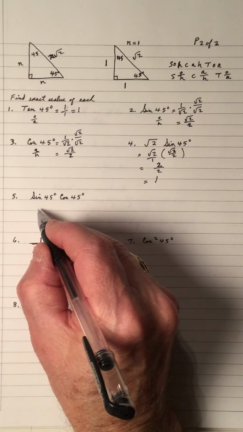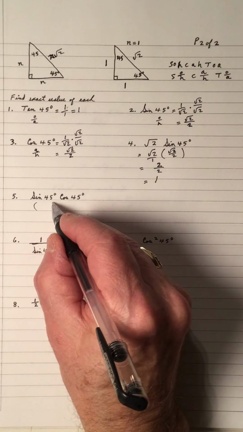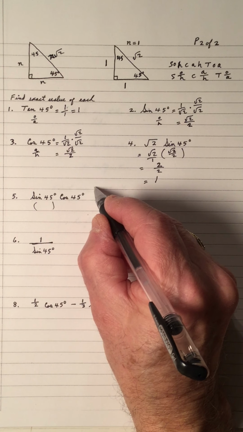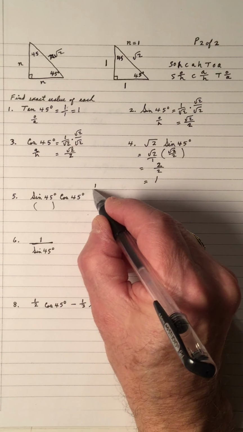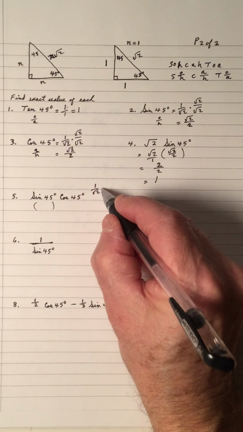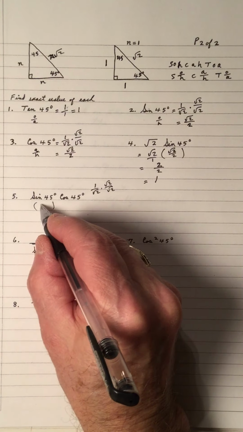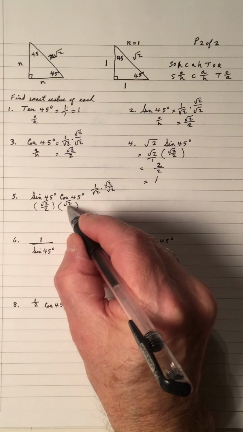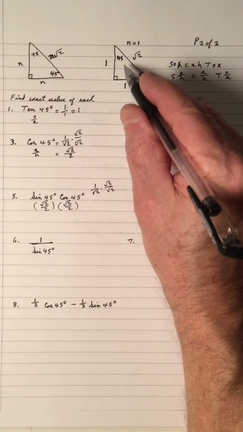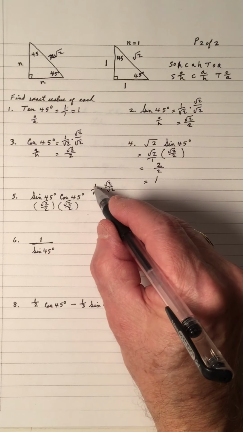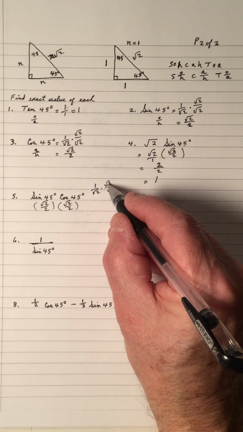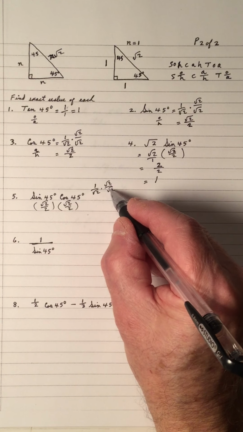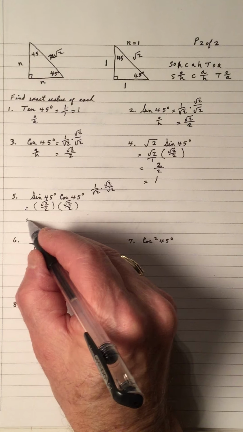Number 5, the sine of 45 times the cos of 45. The sine of 45 is opposite over hypotenuse, so that's 1 over root 2, and you multiply by root 2 over root 2, which gives you root 2 over 2. The cos of 45 is the same, root 2 over 2. Cos is adjacent over hypotenuse, so 1 over root 2 multiplied by root 2 over root 2 is 1 times root 2, which is root 2, over root 2 times root 2, root 4, which is 2. Both of them are simplified.